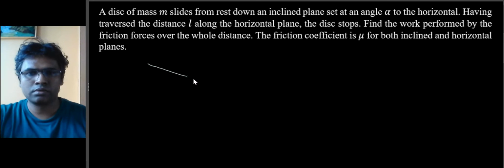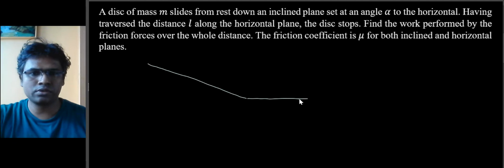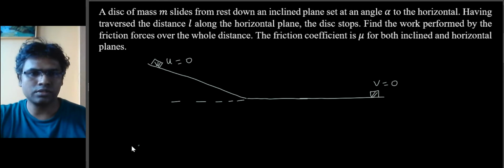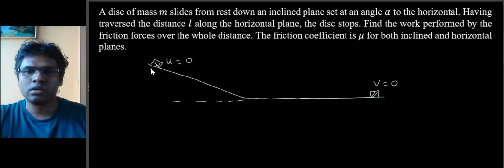So that's the incline, and then it leads into a horizontal plane. Suppose the disk starts from here with 0 speed, and then it stops somewhere here. The final velocity is 0. The angle of inclination is alpha.